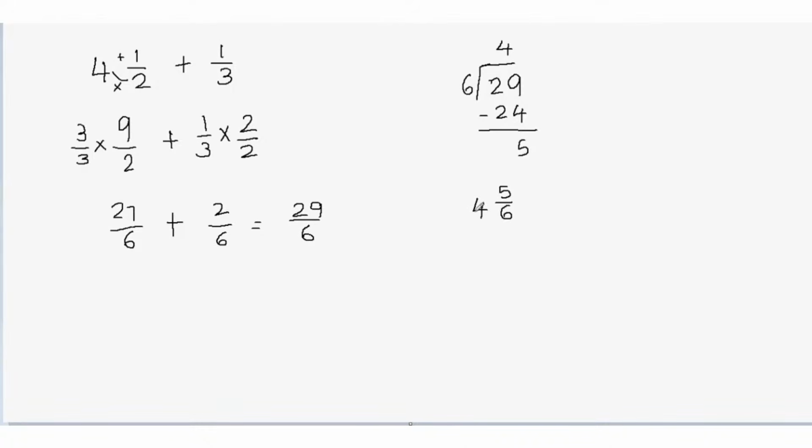And you can write the quotient as a whole number. So your answer is 29 over 6 or 4 and 5 over 6. That's the final answer. Both answers are correct. It depends on what your teacher wants. If she wants you to write the answer as a mixed fraction, then you can write this. Or if she wants the answer as a fraction, you can leave your answer in this form.